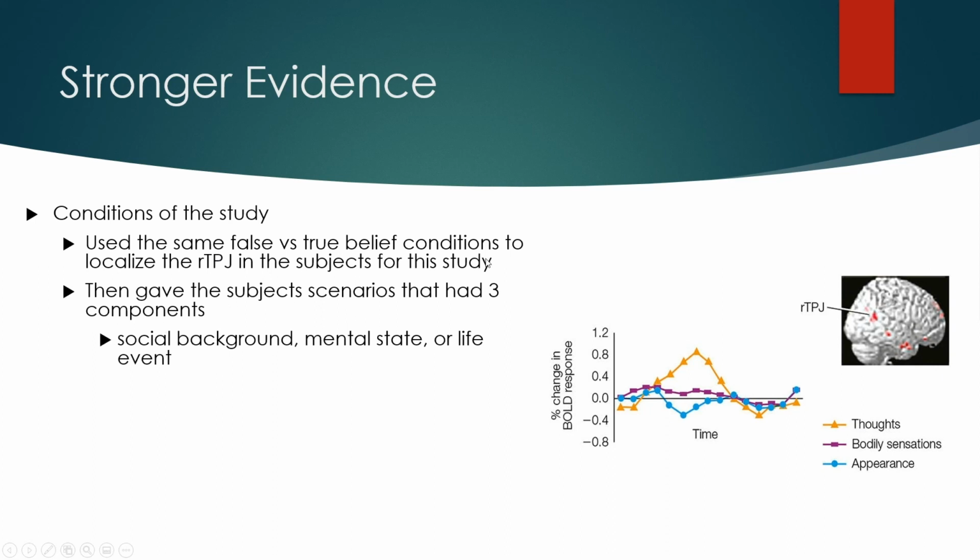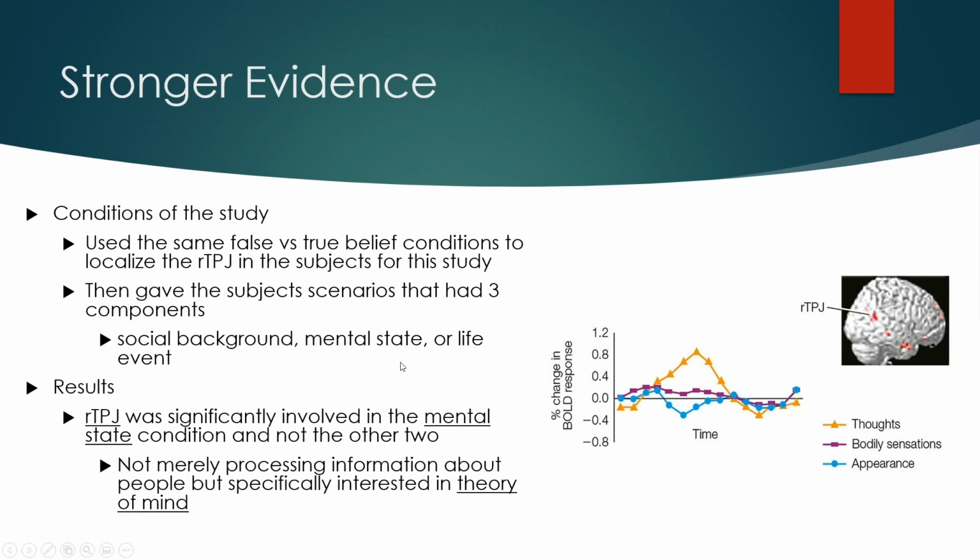And so then they gave the subjects these scenarios that had three components. So there was either social background, like she lives in New York, mental state, like she wants to figure out what to do today, or she wants to be a dancer, or she's feeling sad, something like that, or life event. So she just got into grad school or something like that. And so they were trying to kind of pit these three different conditions against each other to try to say, is there something specific about the right TPJ that has to do with mental state? Or is it just something that has to do with kind of personal information in general? Because all of this information is kind of telling you about who that person is, but only one of the conditions really gets at what they believe or what they feel and those kind of things.